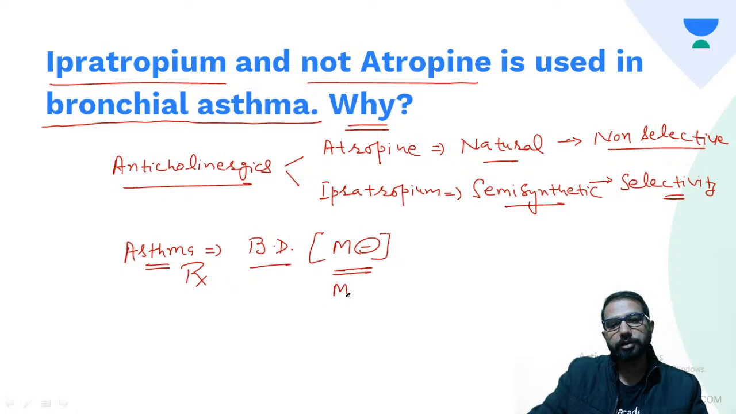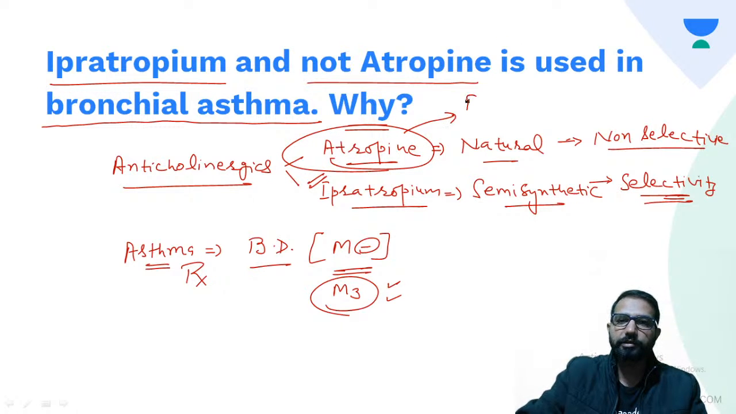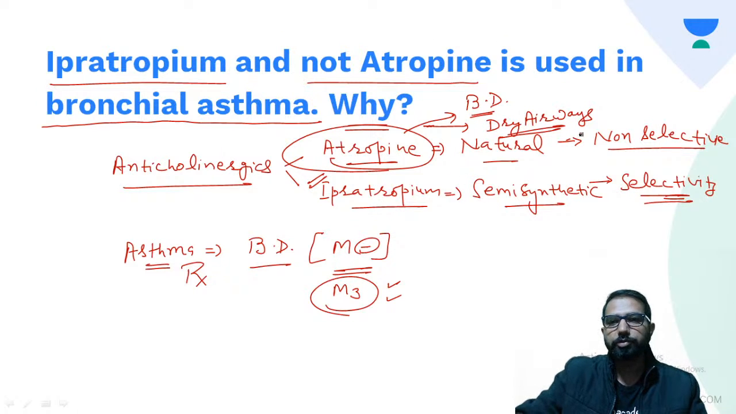Now we have the M3 receptor over there. If you compare atropine and ipratropium, both have an effect on the M3 receptor. Both can cause bronchodilation, but still we are selecting ipratropium. Why? Because that is more selective for the bronchus, more selective for the airways. If you give atropine, it will cause the bronchodilator effect, but it will also cause dry airways. In the airways, it will have an effect on the mucus glands, the glandular secretions. So because of this dry airways, there is a risk of dry mucus plug formation.